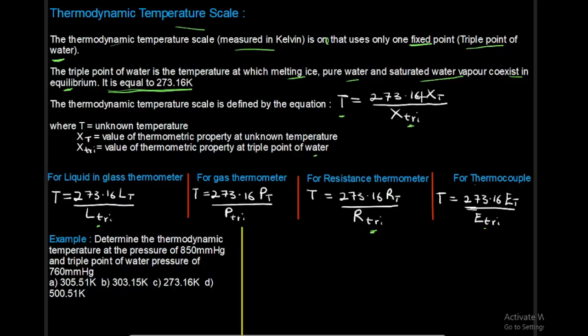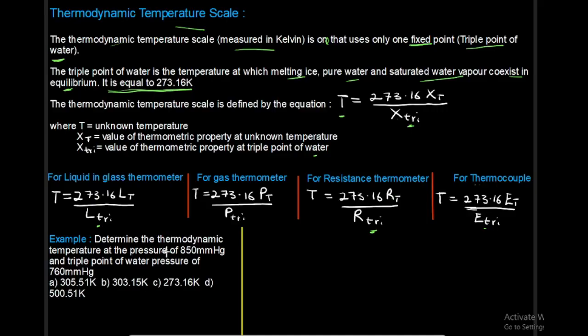For a liquid in glass thermometer, in place of X, you have L. For a gas thermometer, in place of X, you have P, pressure: Pt and Ptri. For a resistance thermometer, you have Rt all over Rtri. For a thermocouple, you have Et all over Etri. It all depends on the type of thermometer.